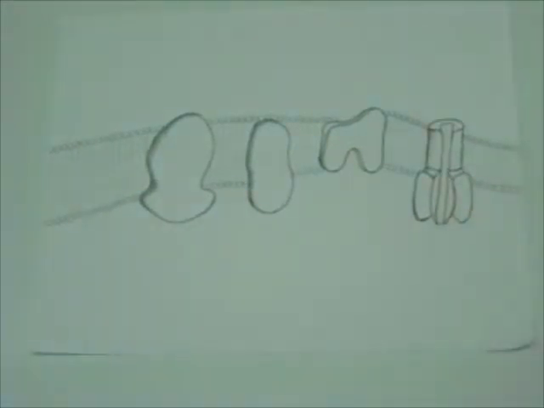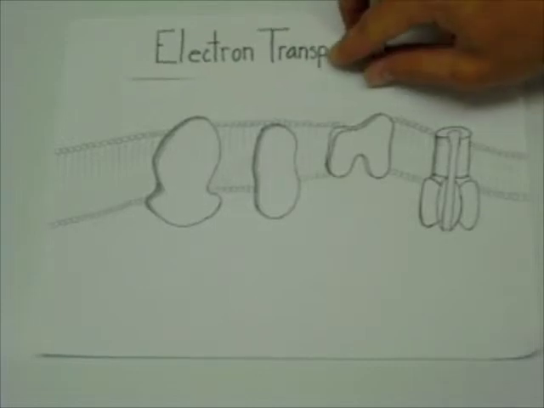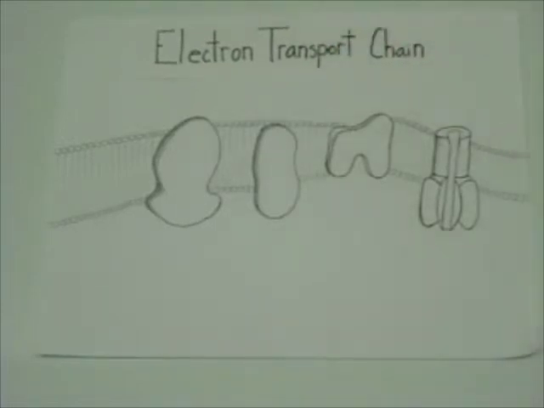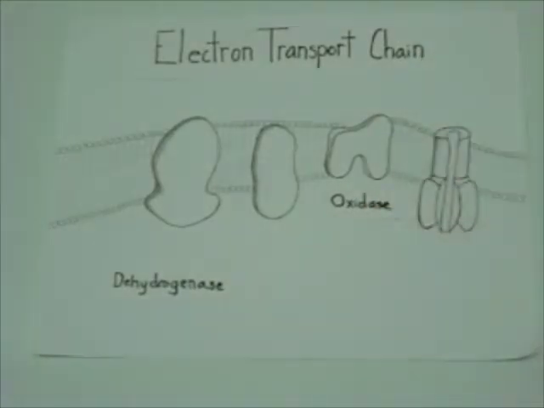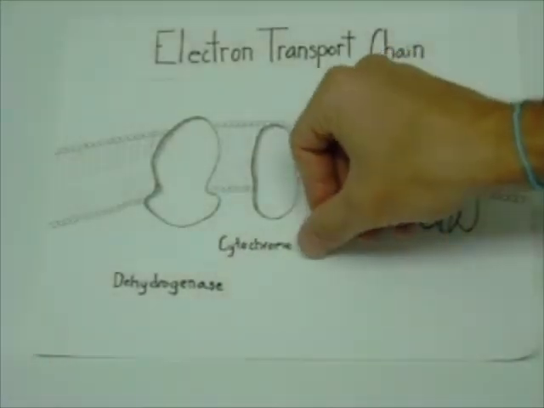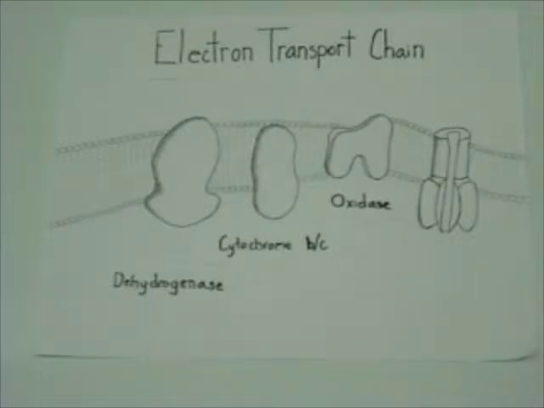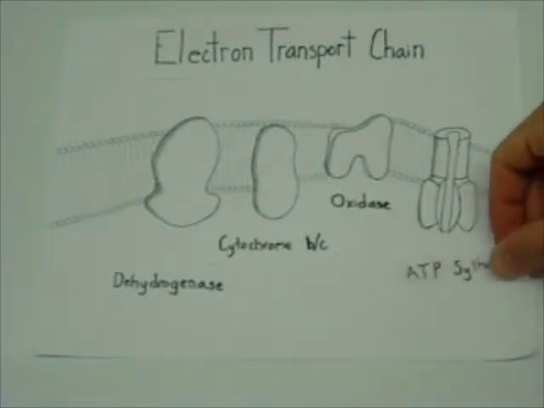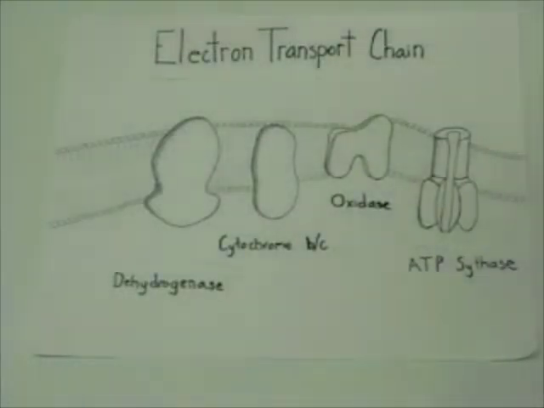Oxidative phosphorylation uses what is known as an electron transport chain. The electron transport chain consists of protein complexes that have cofactors that assist in transferring electrons. All electron transport chains have a dehydrogenase and an oxidase. Some electron transport chains utilize what is known as a cytochrome bc complex, and at the end of the electron transport chain, there's an ATP synthesizing complex called ATP synthase.